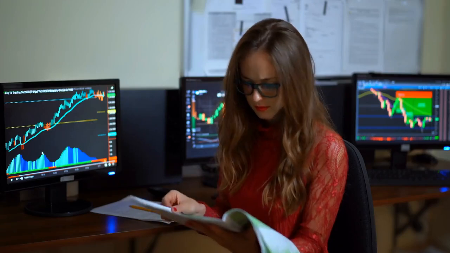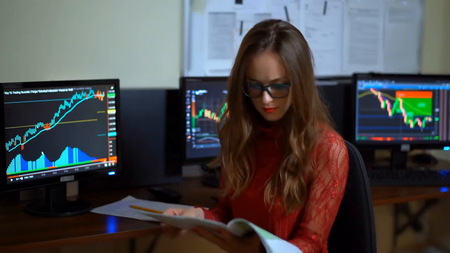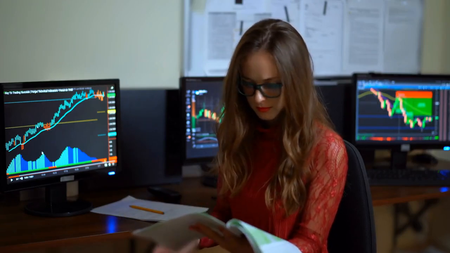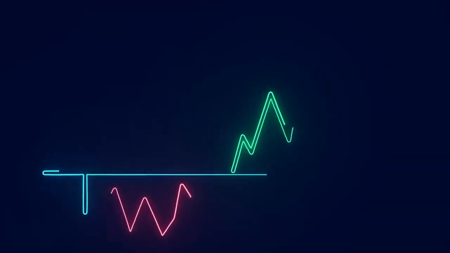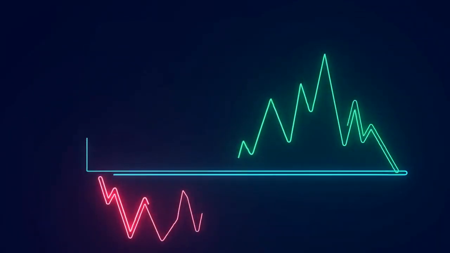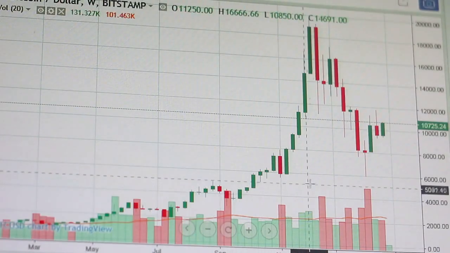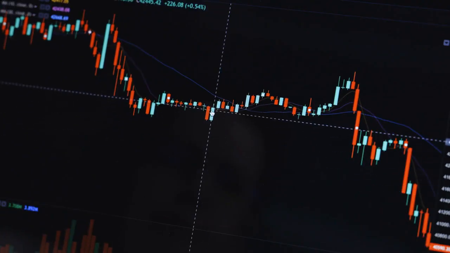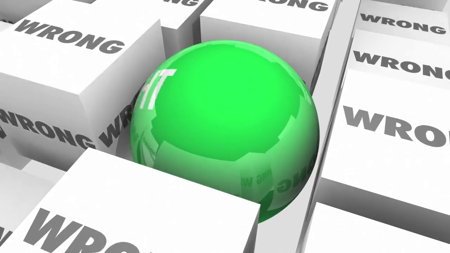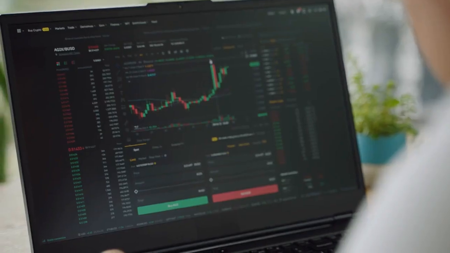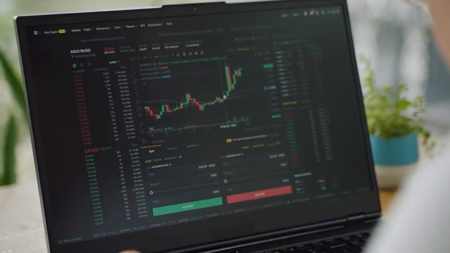Here's a pro tip. Always mark your zones using the last candle before the big move. Use your rectangle tool, mark the area, and wait for price to return. And remember, in an uptrend, we only focus on demand zones. In a downtrend, only supply zones. Simple, right? But let's be real, most traders ignore this, and that's why they're losing.